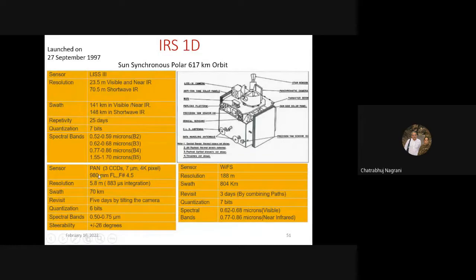Panchromatic means no color. Here, we had 4 colors, plus 1 color in short wave infrared, and short wave infrared means your eye cannot see. Even 0.86 your eye cannot see. So that is called near infrared, and this is short wave. So you are seeing in multiple bands for the purpose for which they were put. Similarly for WiFS, what we are doing is a wide field sensor. Wide field means you are seeing 804 kilometers, but at a coarser resolution.